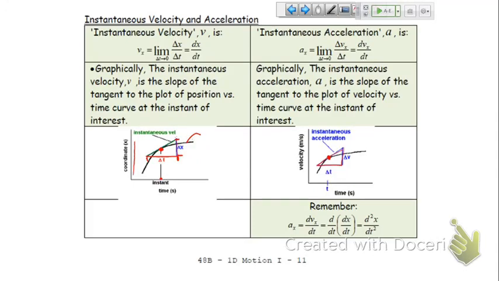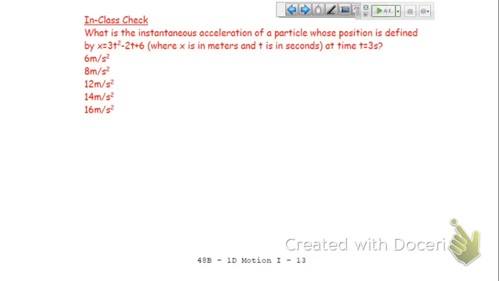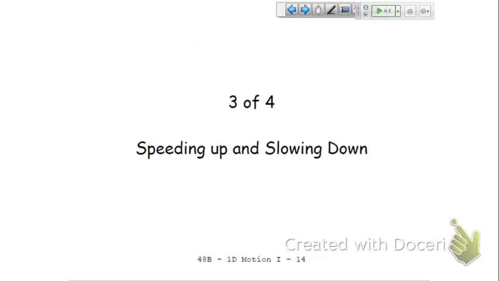So welcome back. Let's have a look. Yes, we got to this stage: speeding up and slowing down.